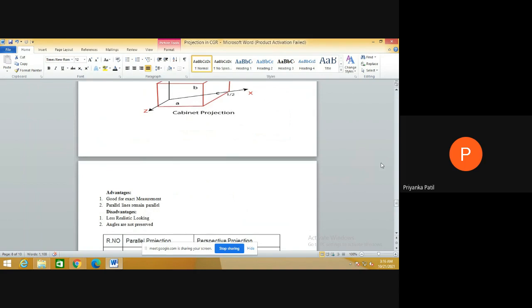There are a number of advantages of parallel projection. It is good for obtaining the exact measurement of your given object. Parallel lines remain parallel because it considers parallel projection. The disadvantage is that it does not maintain the realistic view of your object. Also, angles are not preserved in parallel projection. These are the disadvantages of parallel projection.